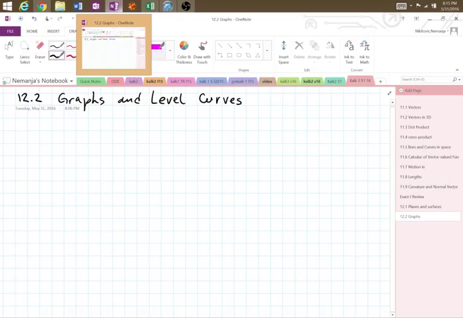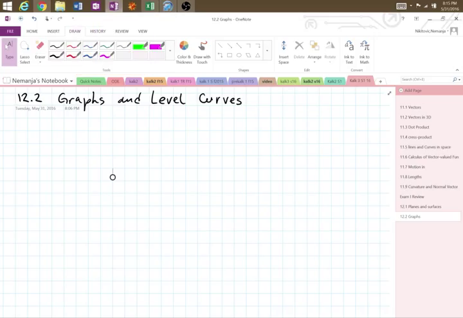Calculus 3, class number 9, part 1. We're going to look into graphs and level curves, and first we are going to define a function.